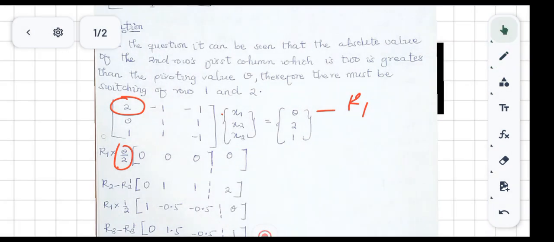Okay, so this is what I was talking about. You multiply 0 over 2 by row 1. So when you do that, you're going to get 0. Then you also subtract row 1 prime from row 2, right?